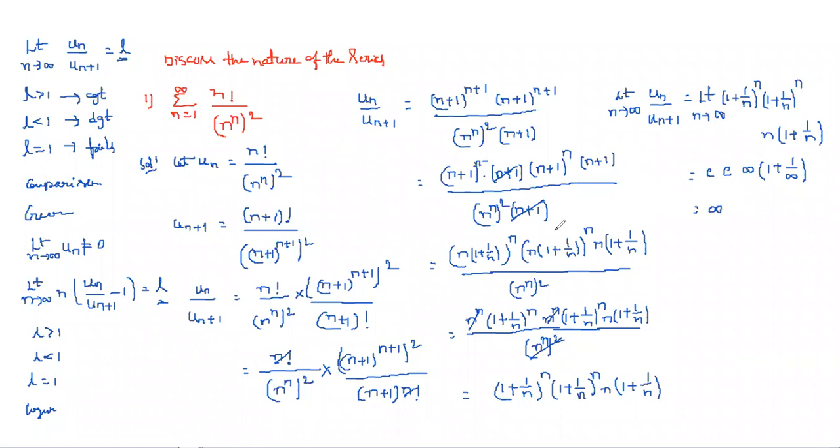So is this greater than 1 or less than 1? This is completely greater than 1. So for that, simply we can write, by ratio test, summation n equals 1 to infinity of n factorial by n power n whole square is convergent. So this is the process you need to apply if it is a ratio test.